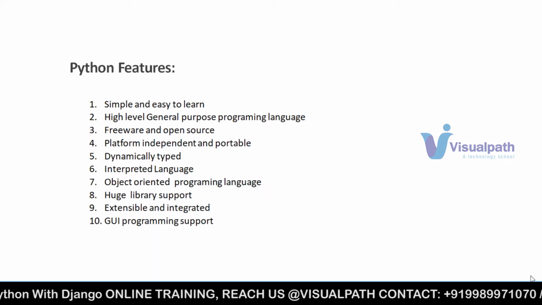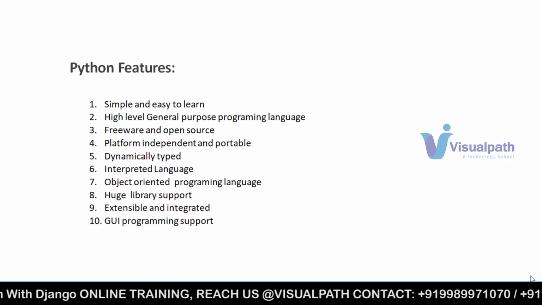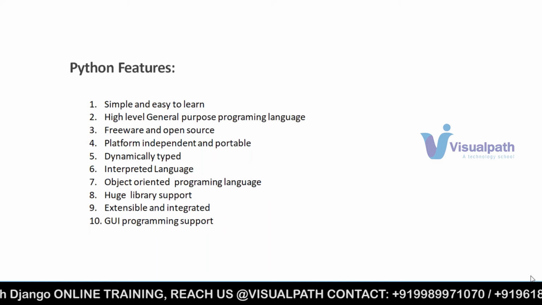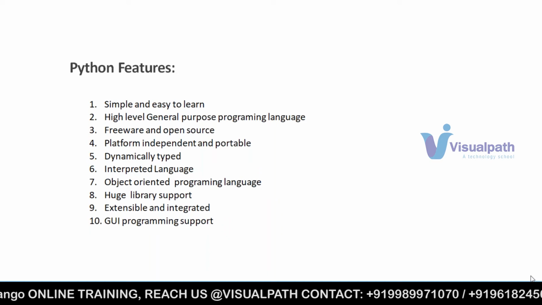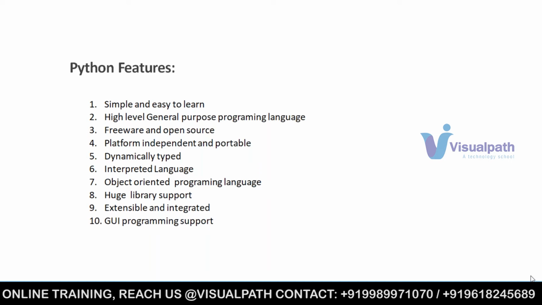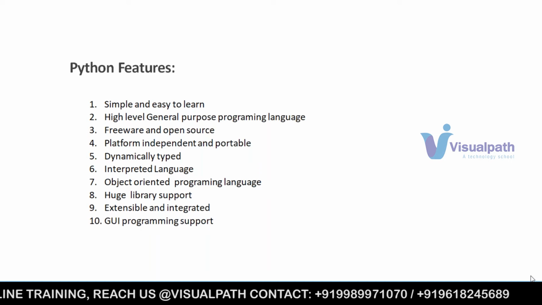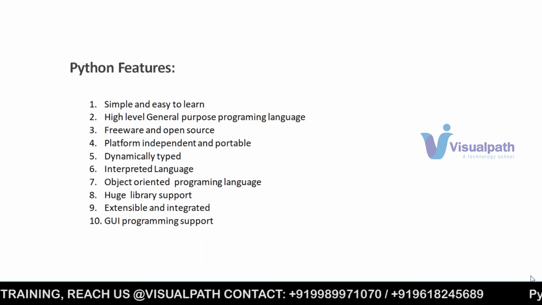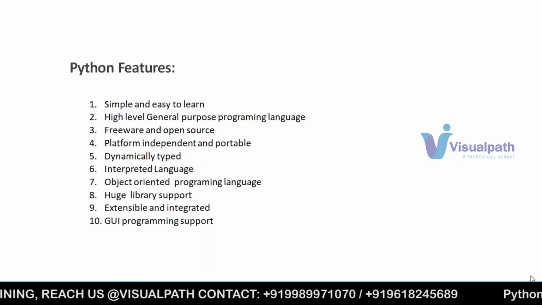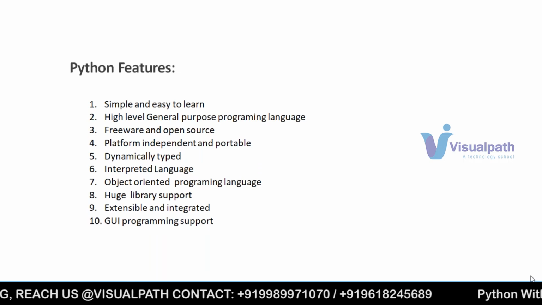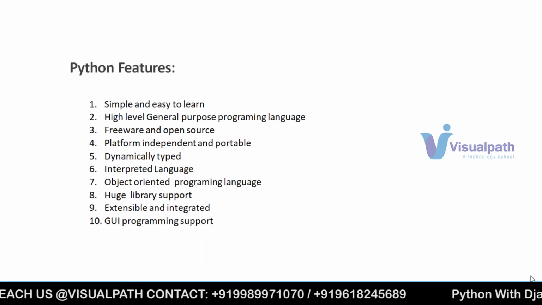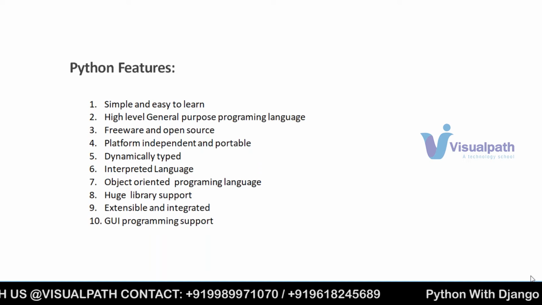It is so simple. All you need to know is basic English, basic mathematics, and basic computer knowledge. That is the qualification you need. If you know those three things, that means you are eligible to learn Python. You are eligible to write code in Python.